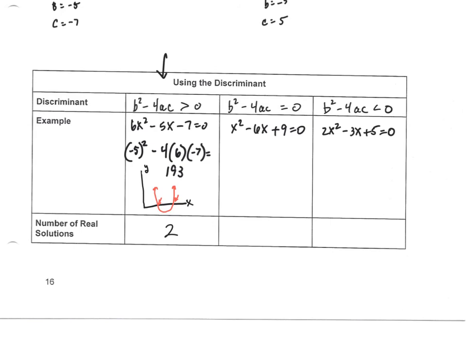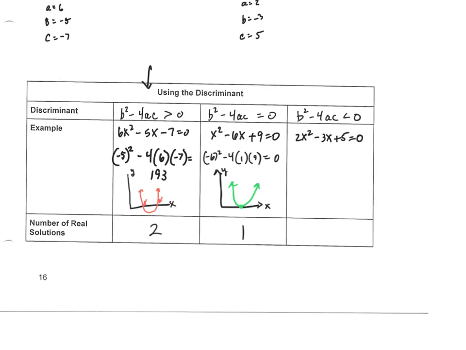When I do the discriminant on the next one, I have negative 6 squared minus 4 times a times c, which is going to give me 0, 36 minus 36. Well, when I put that on a graph, it's going to touch just at one point right there. And that is going to give me one solution, because it touches the x-axis at one point.